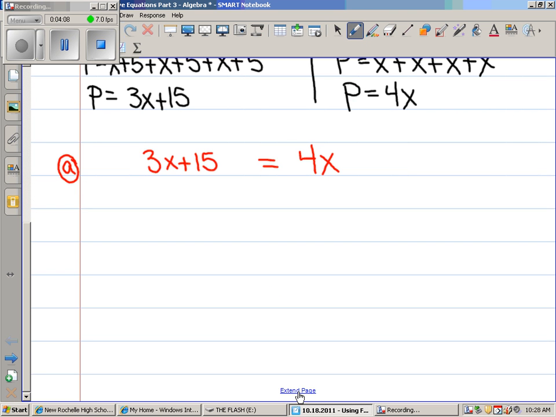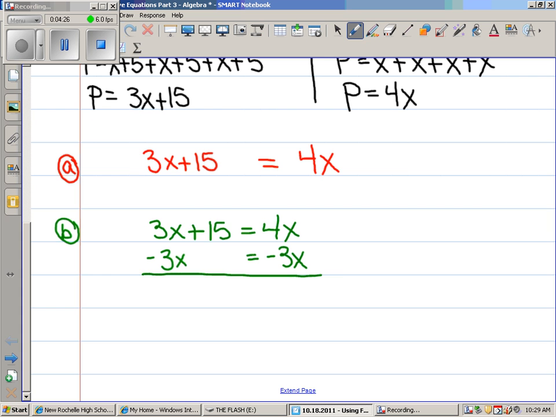Right? Okay, and then in the next part, you create that equation. Now we're going to solve the equation. 3x plus 15 equals 4x. We're going to solve it. You know, we've been doing this now for a couple of days, subtracting 3x from each side. Cancels away. You get 15 equals 1x.